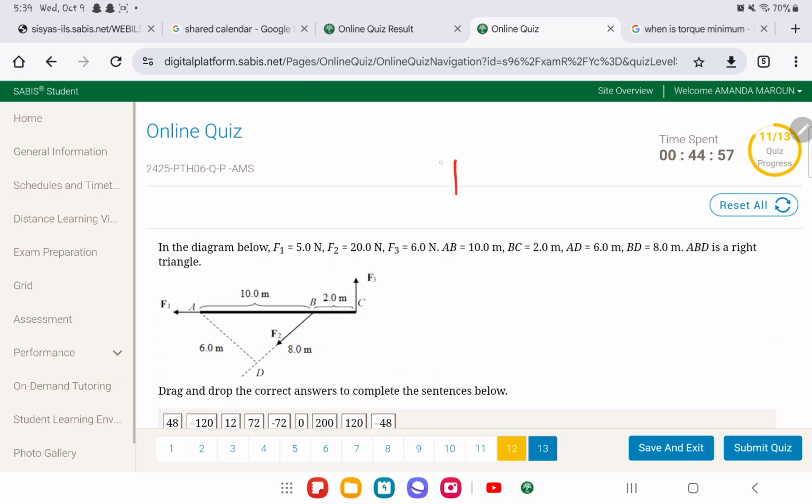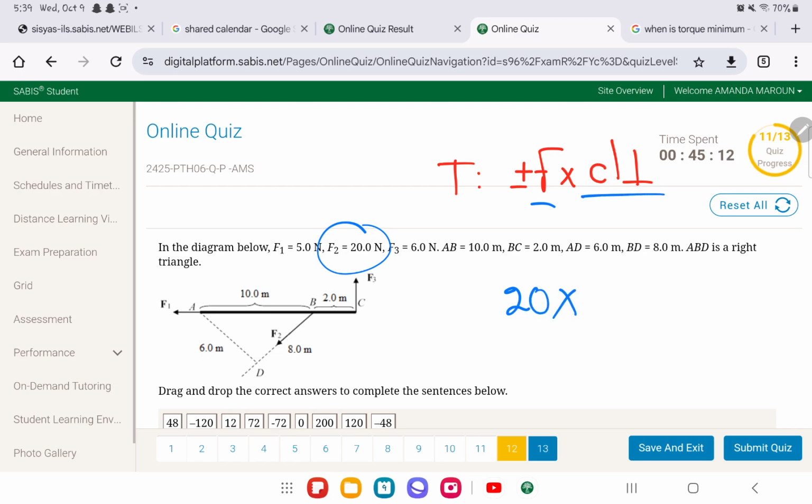Now, the torque of F2, the rule for torque is plus or minus force times the perpendicular distance. What is our F2? The force of F2 is 20 newtons, and we're going to multiply it by the perpendicular distance. Where is F2? F2 is here. If we elongate F2, it's going to be like this. It's not passing through our axis A. So far, it's good. Then we need to find the perpendicular distance from our axis A to our force F2. And here it's given to us, which is 6 meters. So it's going to be force times 6 meters.